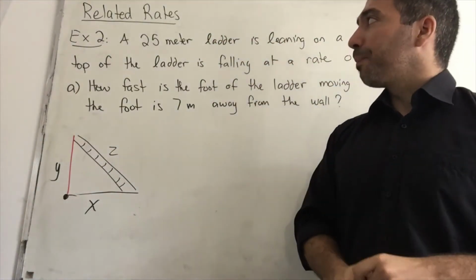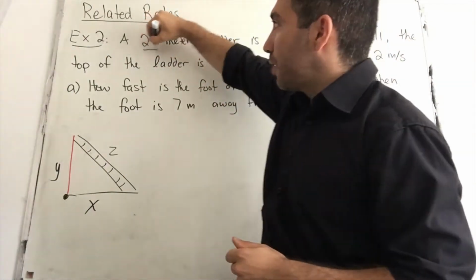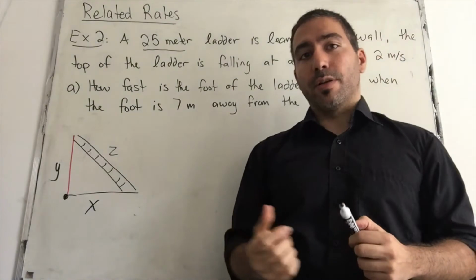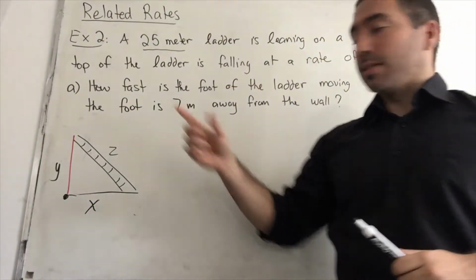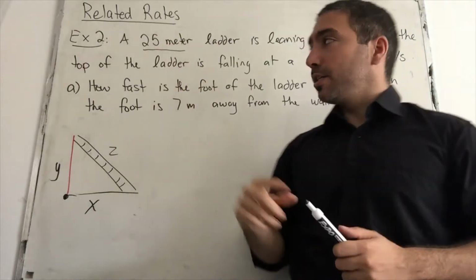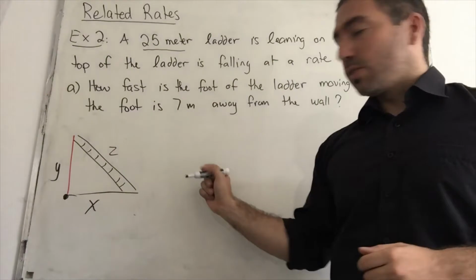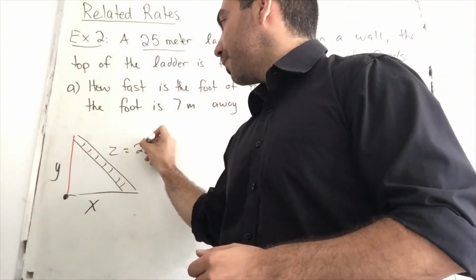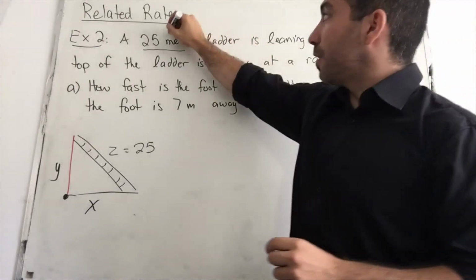Okay. So we have a 25-meter ladder which is leaning on the wall. So the 25 meters, what does it correspond to? That's what you have to ask yourself. So take a moment, think about it. This is the actual fixed distance. Look at the units, it's meters. It's not meters per second, so we're talking about the fixed distance for the ladder. The ladder, we denoted it as Z, so Z is equal to 25. Okay. So this part's done.